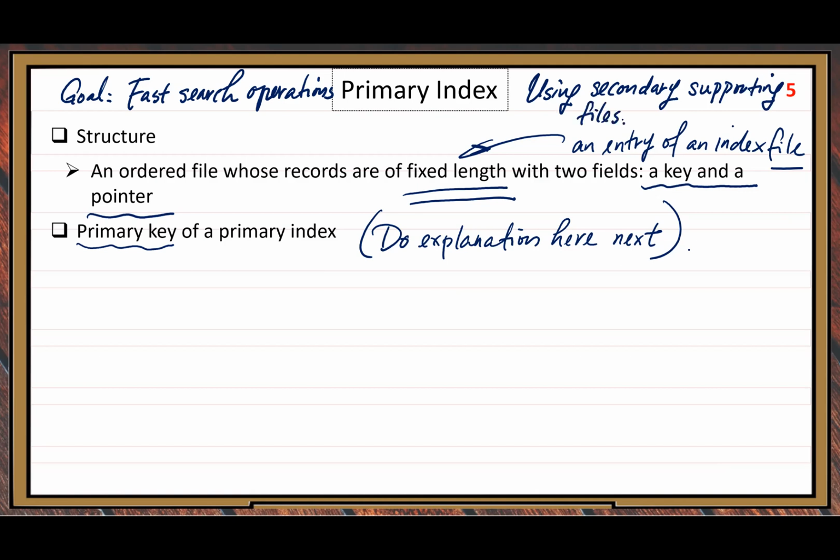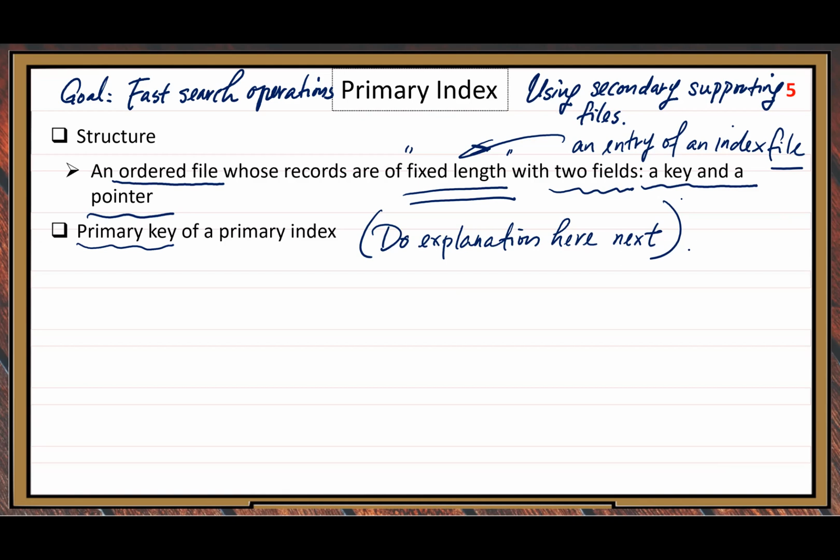What's the structure of supporting files? An ordered file whose records are of fixed length, with two fields. The first field is a key, and the second field is a pointer. So that's the structure of our supporting files, index files.